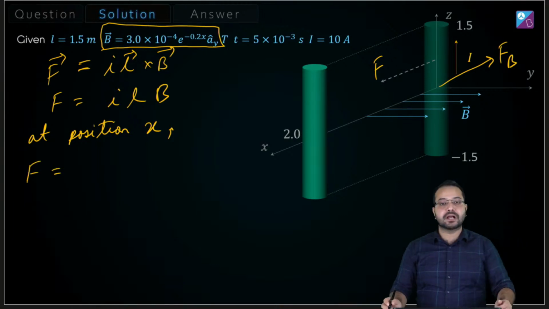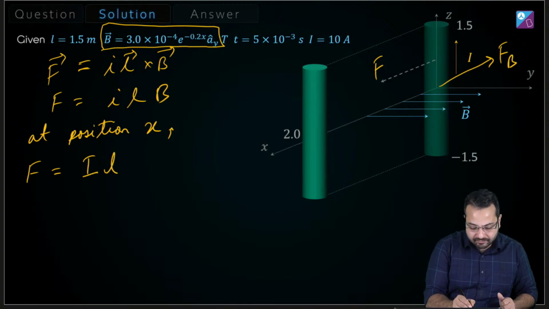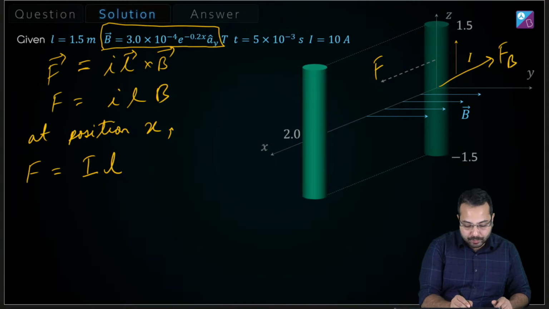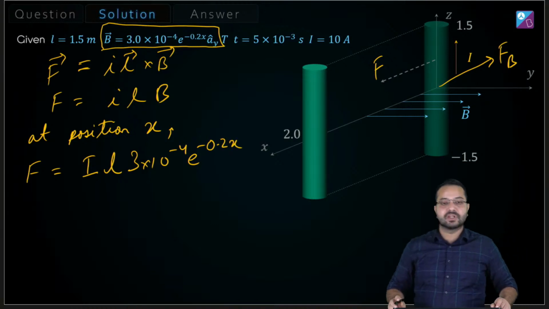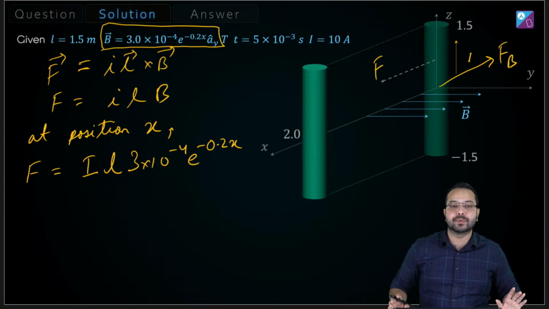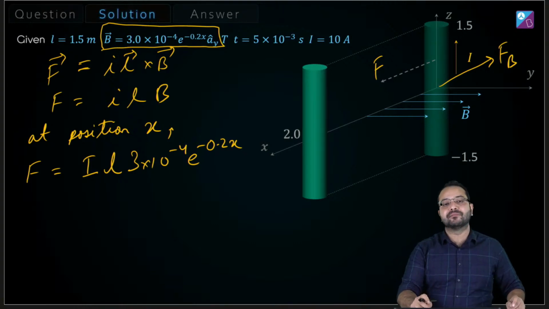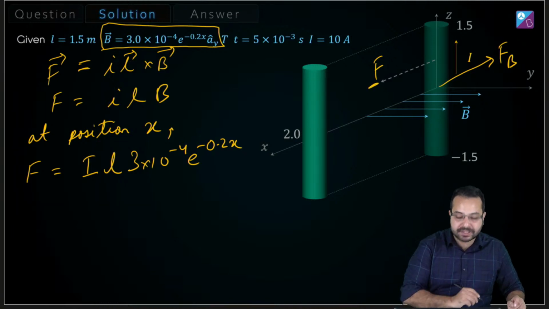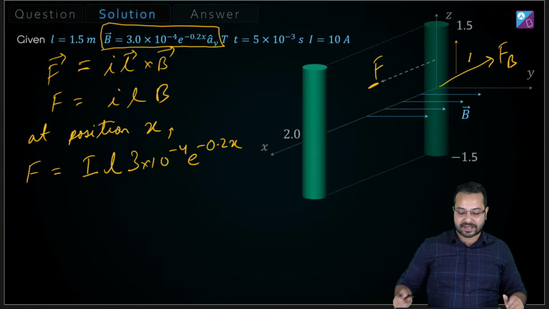The force is going to be ILB. I is the current, L is the length. What is the length? Let's take it L. And B is going to be 3 into 10 to the power minus 4 into e to the power minus 0.2x. When this wire is at position x, the force on it is going to be like this. Is that correct? So that is going to be the value of magnetic force. So that should also be the value of the force that we have exerted, and we are exerting force in the positive x direction.